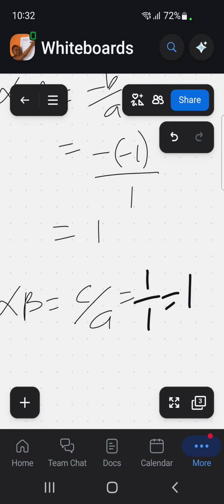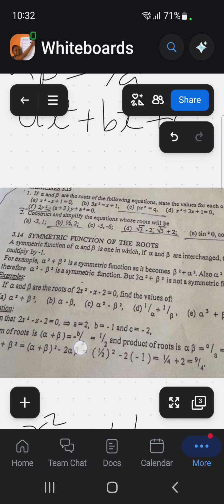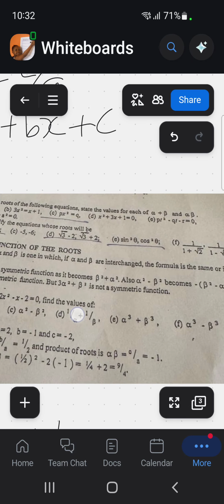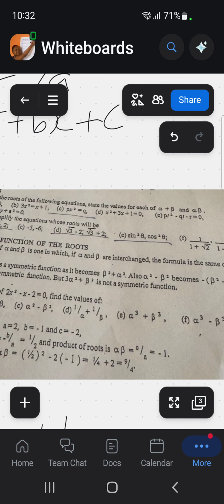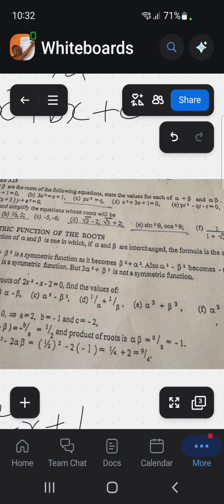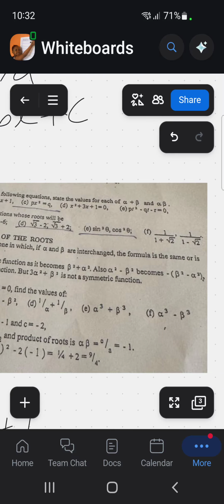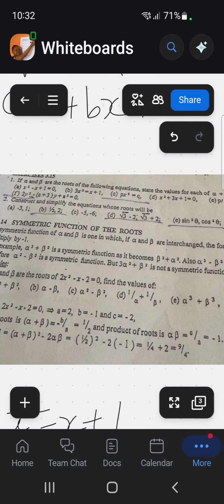Let's scroll to the question. Look at the question. It says, find the values for each. So the answer for A is that the sum of the roots is 1, and the product of the roots is 1. I repeat, the sum of the roots is 1, and the product of the roots is 1. That's for A. Now, in the next video, we'll do that for B, and then we'll take it one after the other, one video at a time.